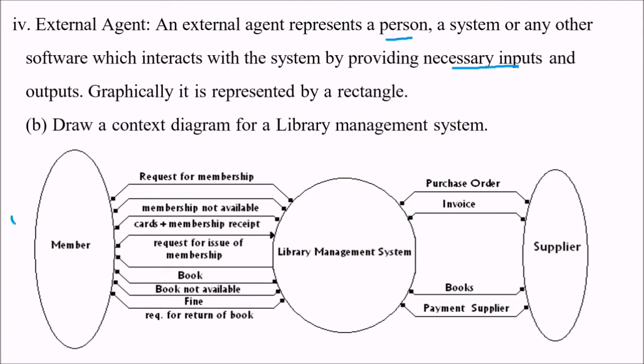So how can we draw a diagram of a library management system? Say we have members, and suppliers. This is the LMS, or library management system. So we have request for membership, membership cards plus membership receipt, receipt for issue of membership, book not available, and the fine or return of book. Then the purchase order between LMS and supplier, invoice, books, and payment to supplier.